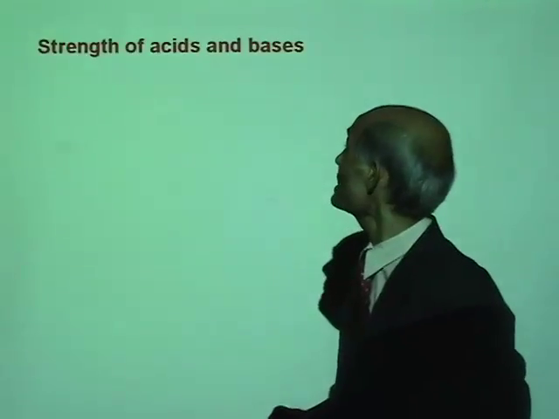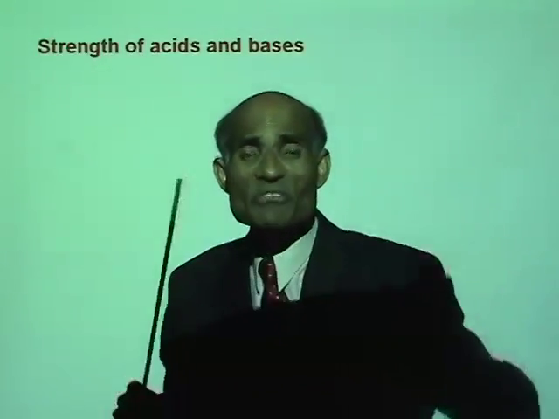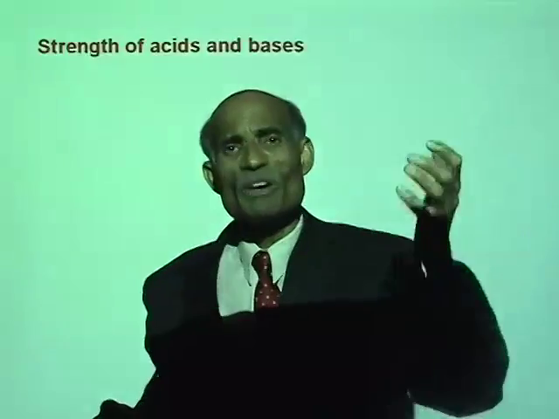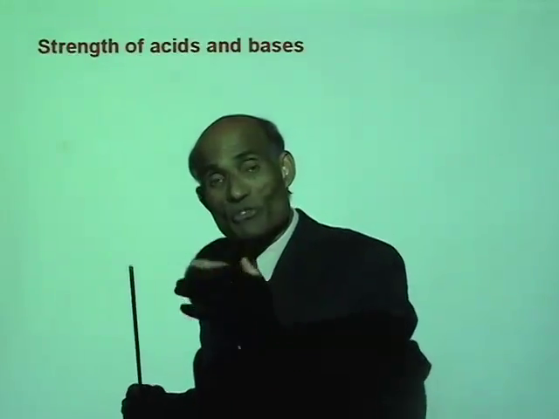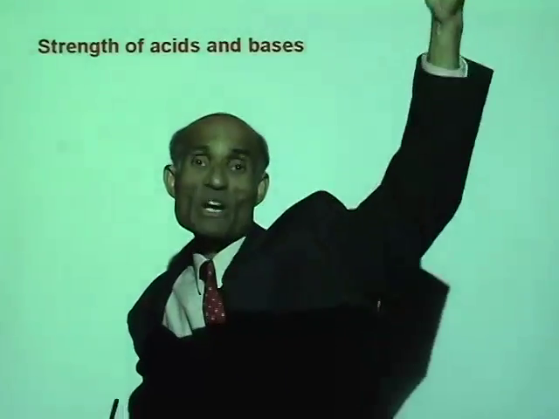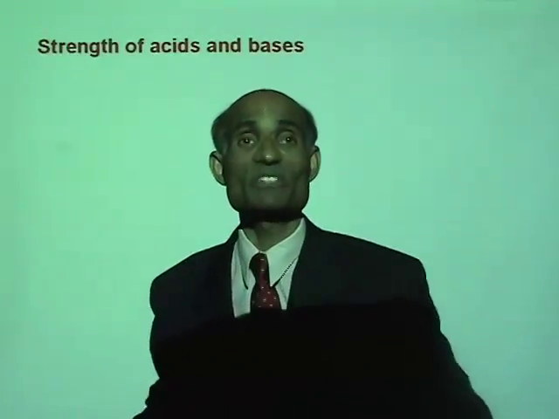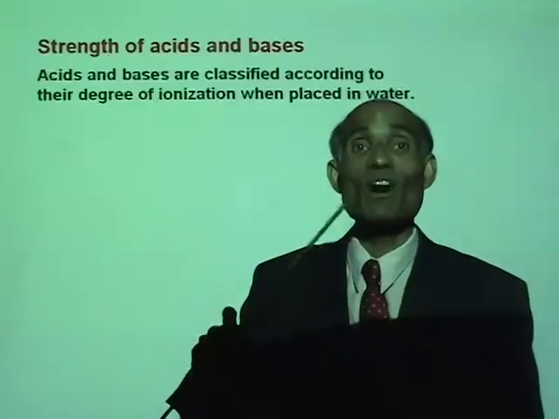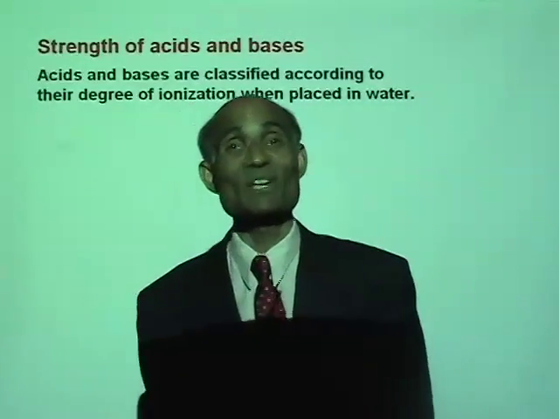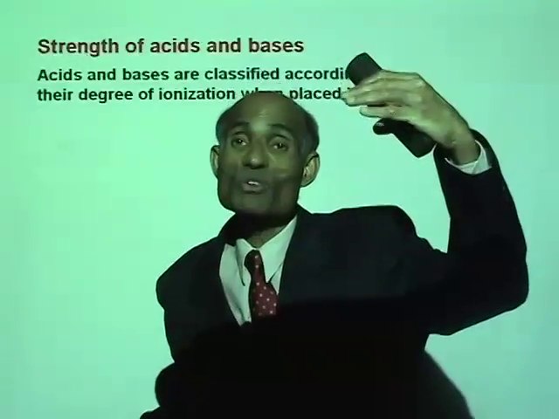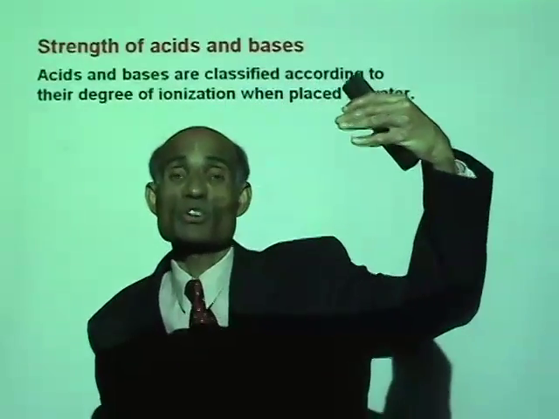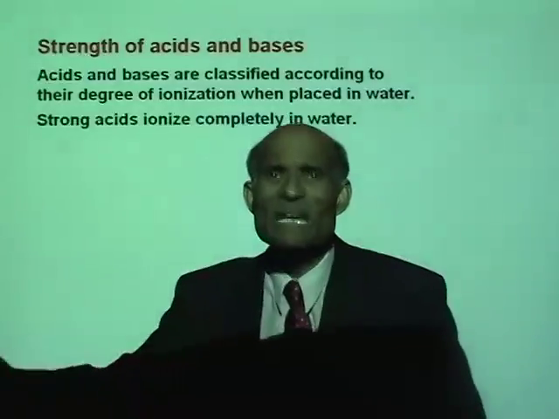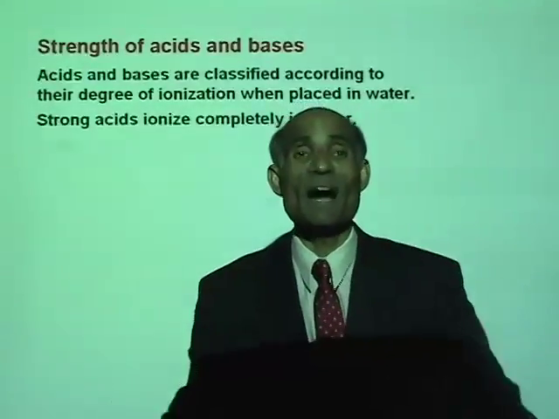Let us now talk about the strength of acids and bases. Acids and bases come in varying strengths. There are very strong acids, very weak acids, very strong bases, very weak bases. There are gradations in the strength of acids and bases. So acids and bases are classified according to their degree of ionization when placed in water. The amount of ions that are generated depends on the strength of the acid. Strong acids ionize completely in water. It produces lots of ions.